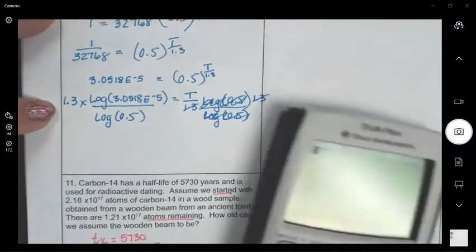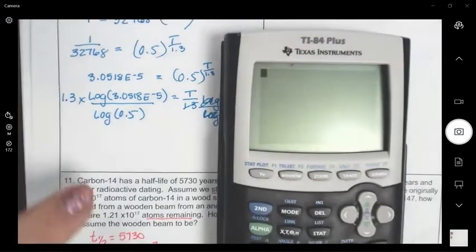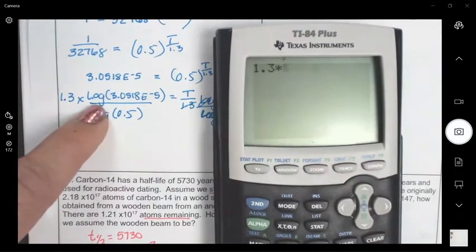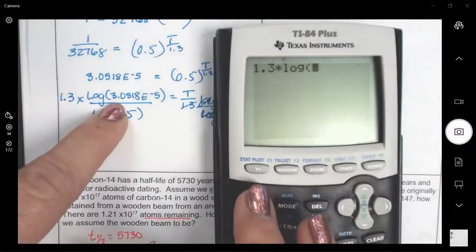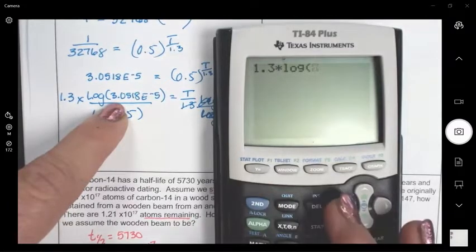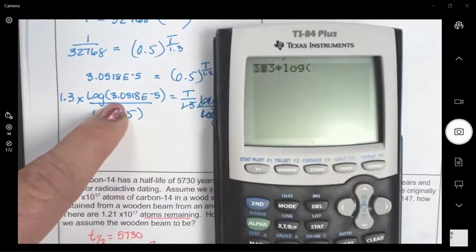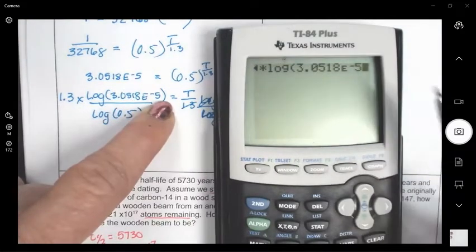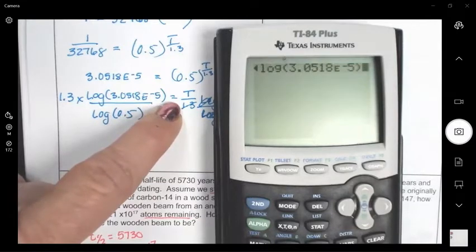So then it is all calculator use. I'm going from left to right, 1.3, and I'm timesing it by the log of scientific notation. So second function, log of, put in your base number, 3.0518. Then, did I screw this whole thing up? 1.3 times log of 3.0518, second function, EE minus 5. So I've got all of that in. I don't need to do close parentheses, but I can. And I hit an equal sign, so I hit equals.